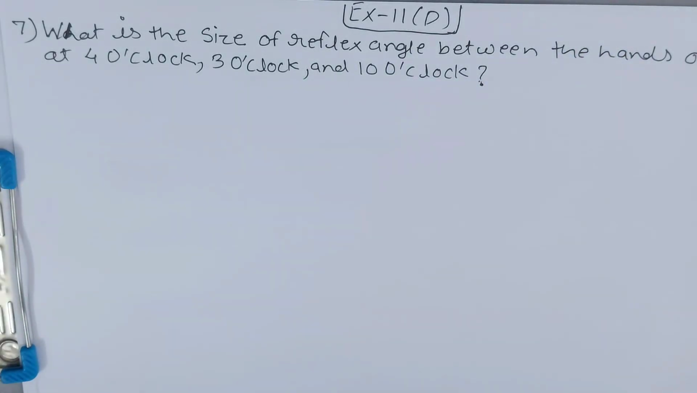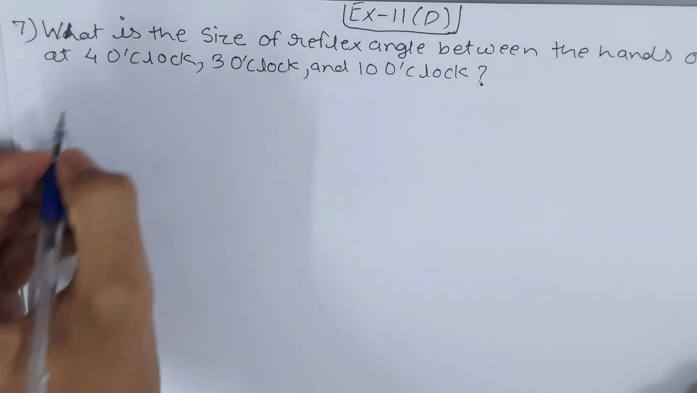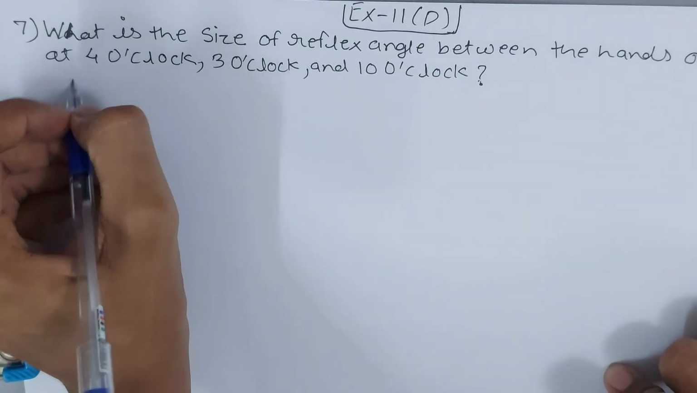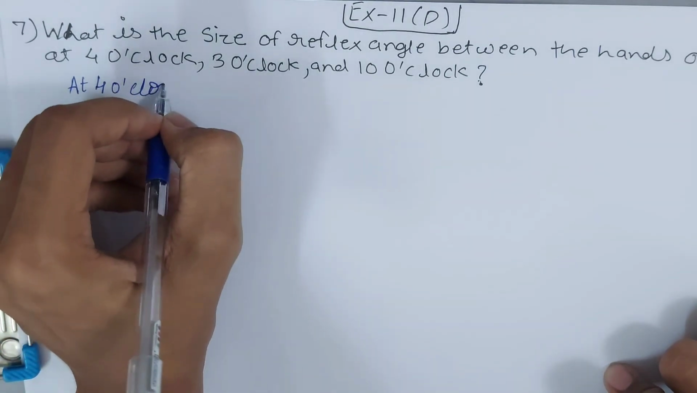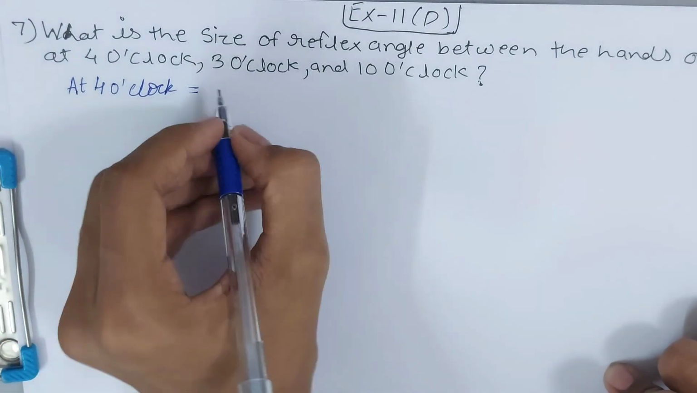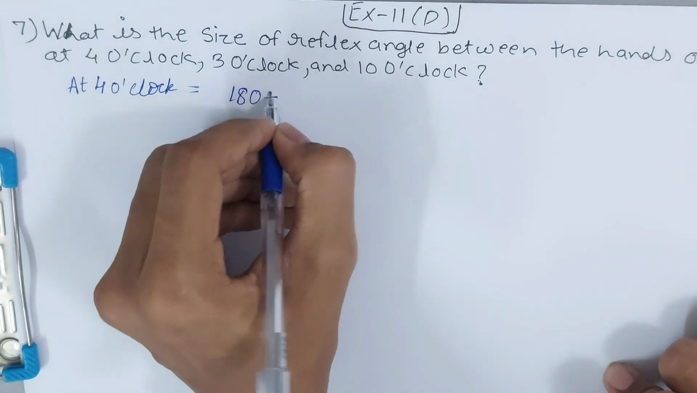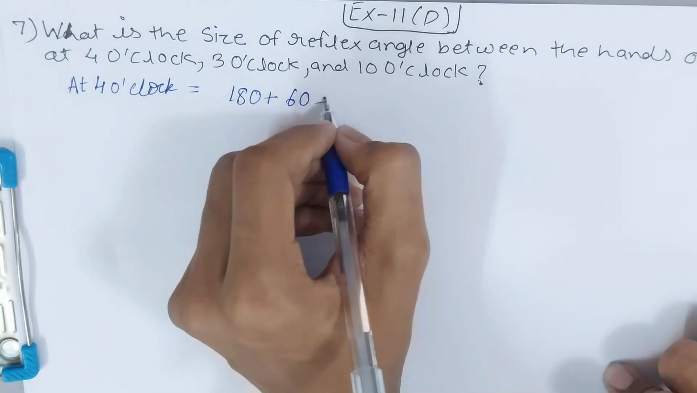Fine. So what you need to do now, you need to take your pen and write down the answer here at 4 o'clock. What is your angle coming out to be? 180 plus what? 60, which is what?